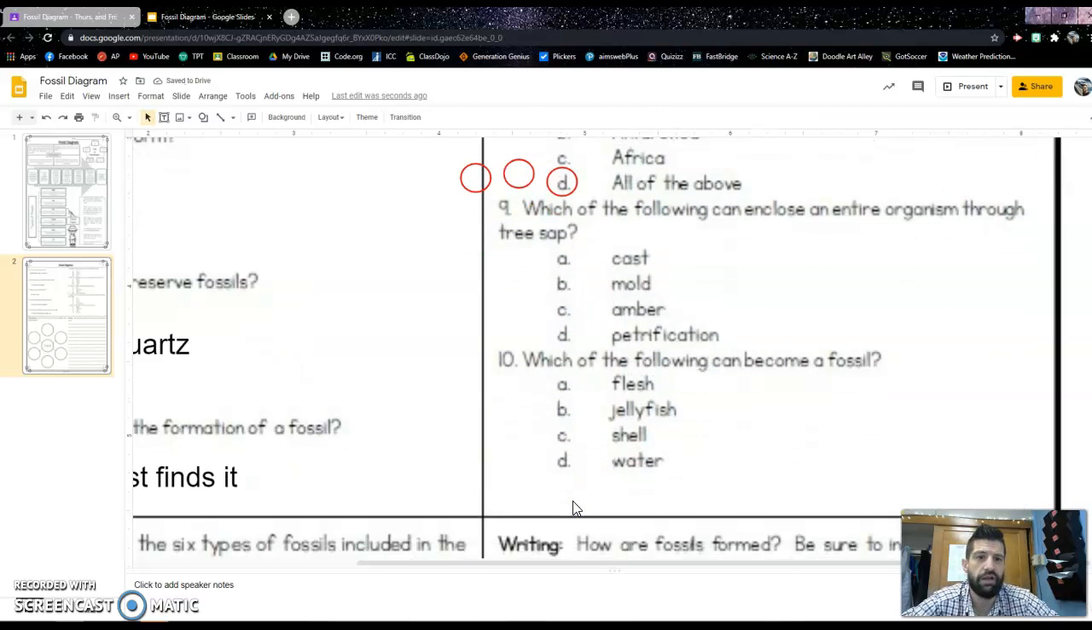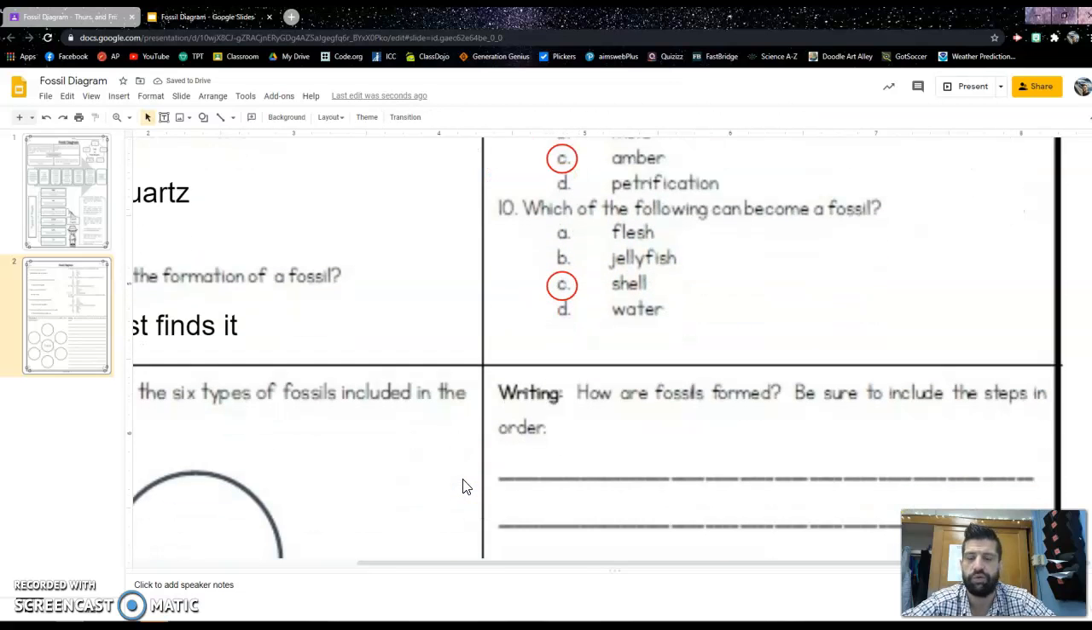Which of the following can enclose an entire organism through tree sap? Well, tree sap we talked about. We highlighted it with not cast, not mold. Amber, yes. And the other, just double checking, would not be petrification. Okay. And the last one, which one could be a fossil, would be a shell. Flesh could also be, but not according to this.